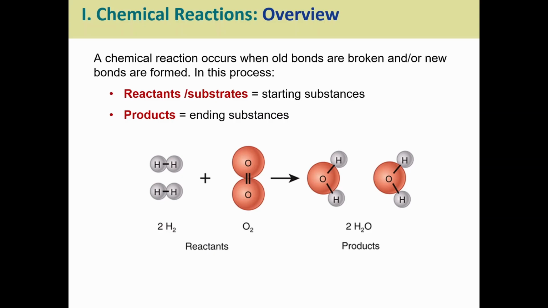Sometimes we have reactions that can go back and forth, where the arrow is bidirectional, so it can go from reactants to the products, and the products can also revert back to the reactants. So sometimes it's a one-way road. Other times we can go back and forth between them.